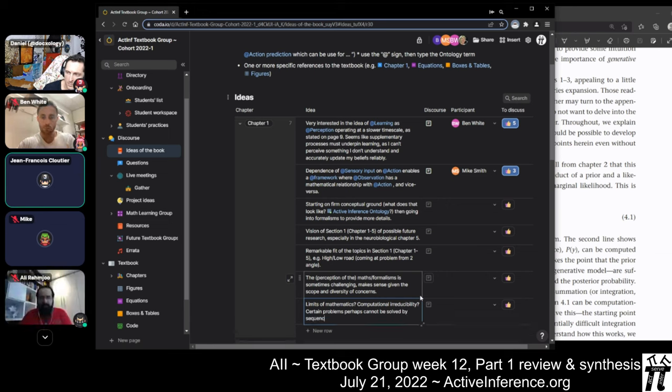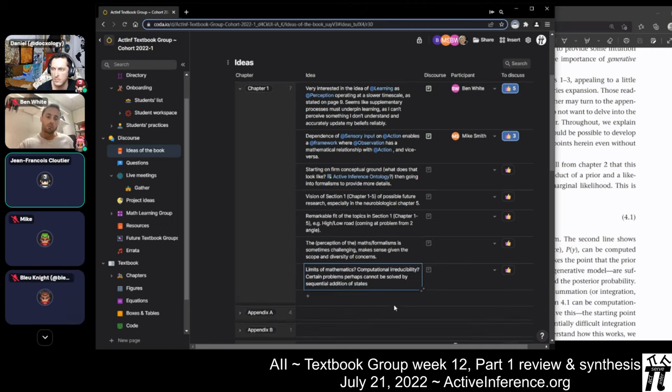I wonder where that fits in this picture. Are there hard limits to the application of mathematics to the problem of active inference? It's just a general question.